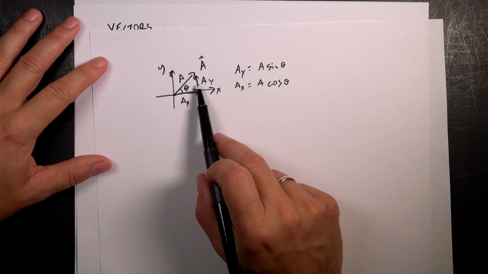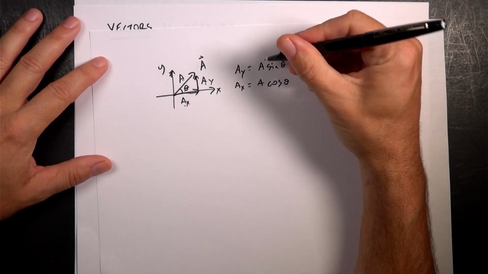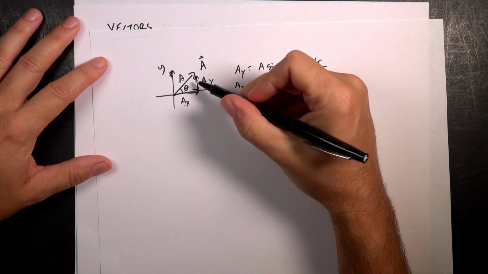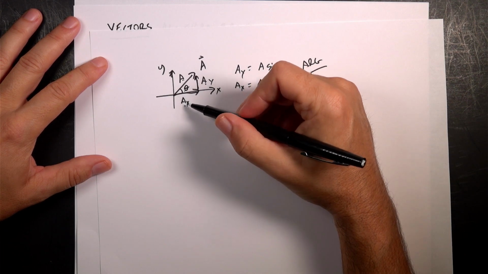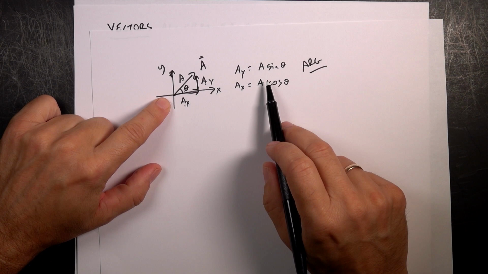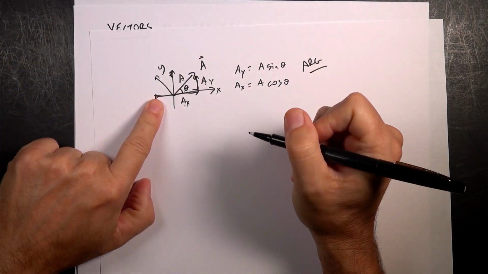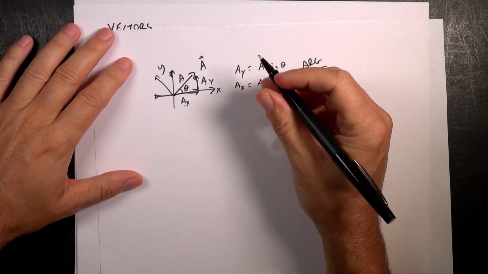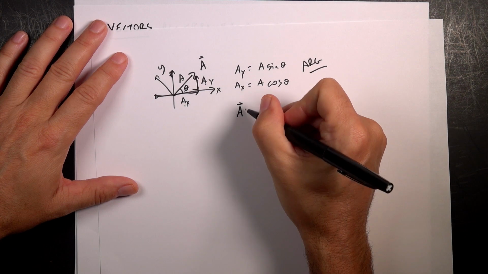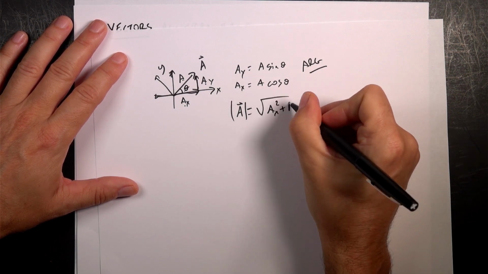Sine is opposite over hypotenuse. Cosine is adjacent over hypotenuse. So that's how you get these two things. Now you do have to be careful about the sign. If I have a vector pointing back this way, then make sure that its x component is negative. Then also, if I have the components, I can say the magnitude of the vector A, which we write like this, is the square root of Ax squared plus Ay squared.